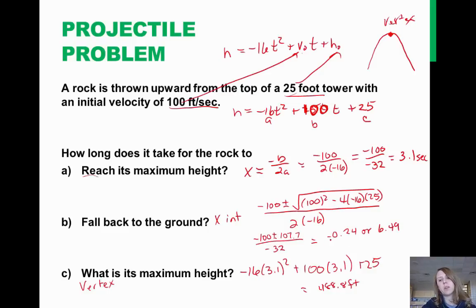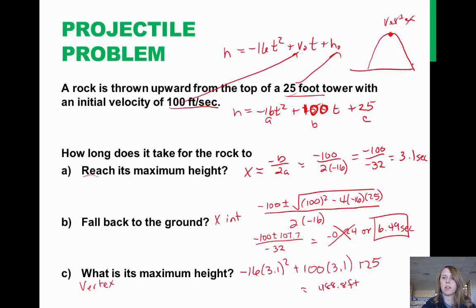In this case, we have two possibilities. We have -0.24 or we have 6.49. Now, if you think about time, you cannot go backward in time, so -0.24 is not a possibility. Our only option is 6.49 seconds as to when it hits the ground again.